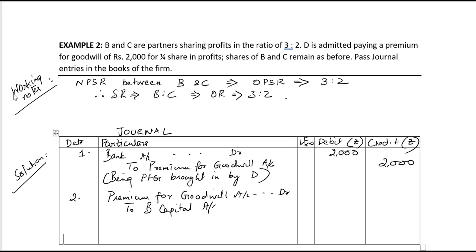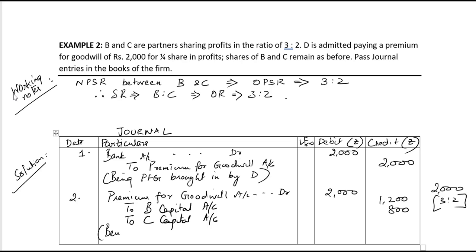Assuming the fluctuating capital account, amount of premium for goodwill, rupees 2000, in sacrificing ratio 3:2. 1200 against partner B and 800 against partner C, being premium for goodwill distributed amongst sacrificing partners in sacrificing ratio. So this is the answer to the second example.